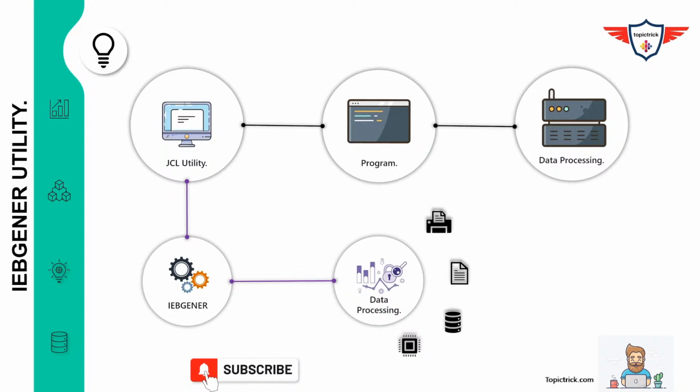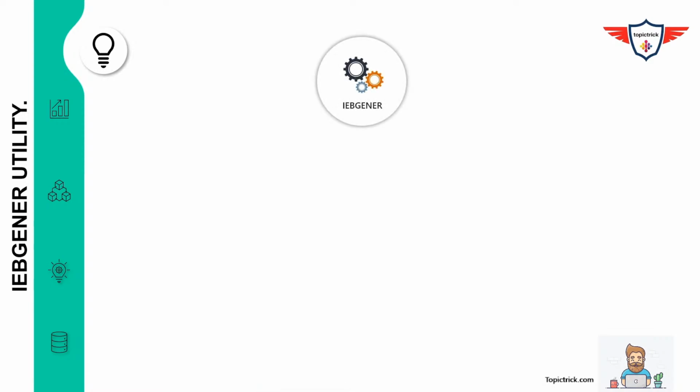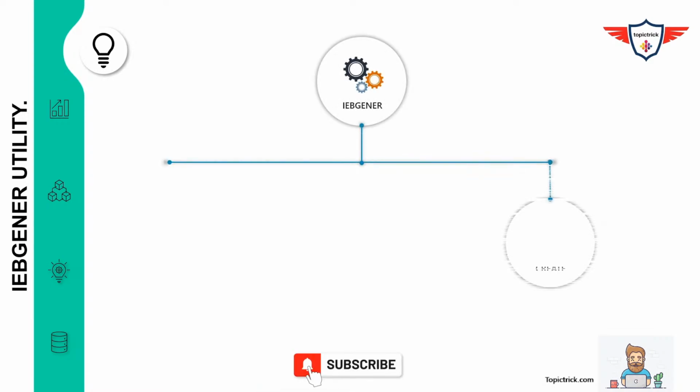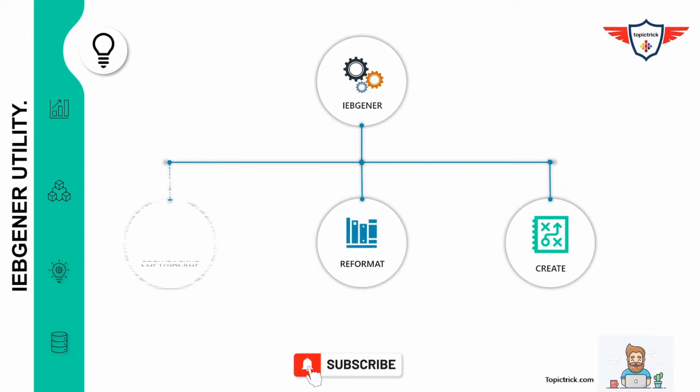As a result, this utility can be used to back up or restore sequential datasets. You can also use this utility to print a non-VSAM sequential dataset by copying it to a sysout dataset. Finally, the common use of the IEBGENER utility is to create, reformat, and back up non-VSAM sequential datasets.